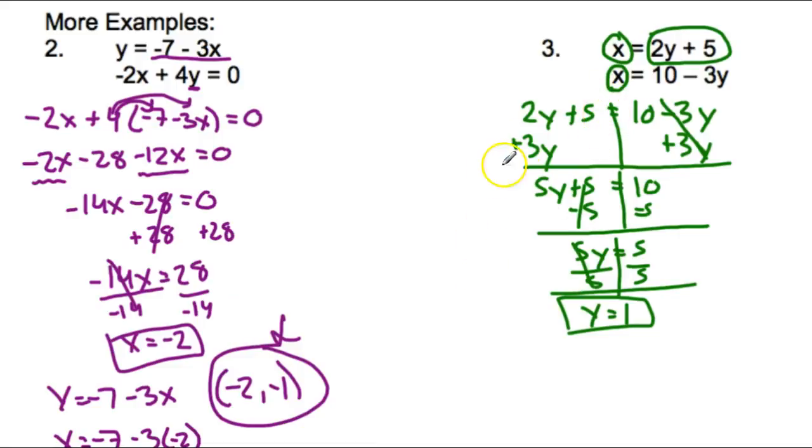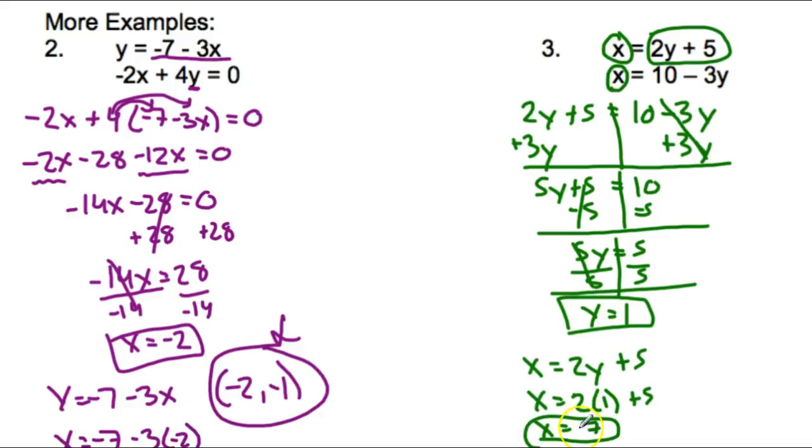So, which one? I could do either one. I'll plug it into the first one. So we have x equals 2y plus 5. X equals, instead of y, I'm going to put 1. 2 times 1 plus 5. X equals, 2 times 1 is just 2. 2 plus 5 is 7.